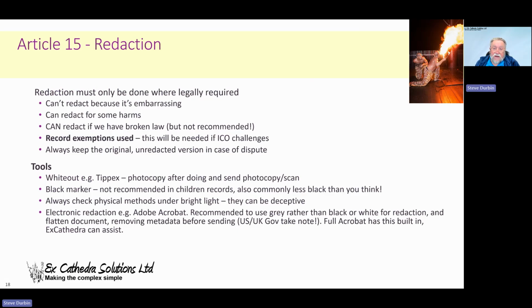If you're using a physical method, check it under bright light, check it at an angle, because it can be deceptive. Common things we see are things where people don't realise that the text underneath can still be seen if you hold it at right angles to a bit of light and stuff like that, because the text is slightly raised. Okay. Electronic redaction is preferred, okay, but be very careful with it because you often don't understand what's in the file formats. Adobe Acrobat does a reasonable job of redacting PDFs. Okay, you need to flatten the document and remove metadata before you send it.